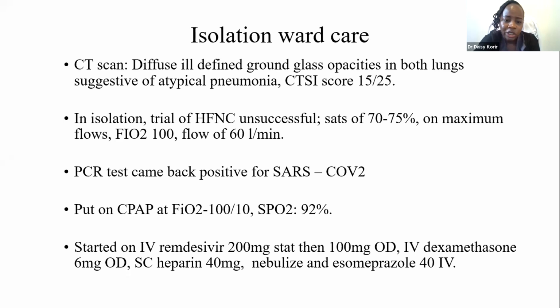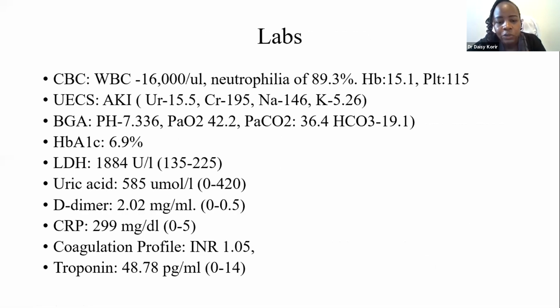And subsequently, this patient was now switched to CPAP with an FiO2 of 100 and pressure support of 10, and the saturations came up to 92%. He was also started on remdesivir 200 milligrams and then continued at 100 once a day. Was also started on IV dexamethasone 6 milligrams once a day, subcutaneous heparin 5,000 IU twice a day, esomeprazole 40 once a day, and the patient was continued on insulin for management of the sugars.